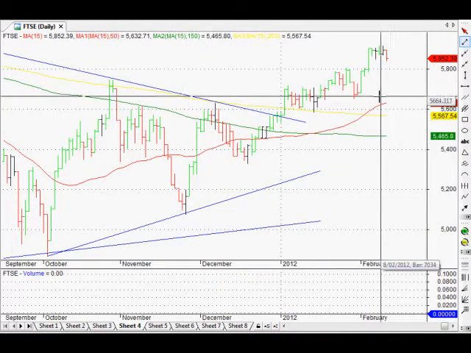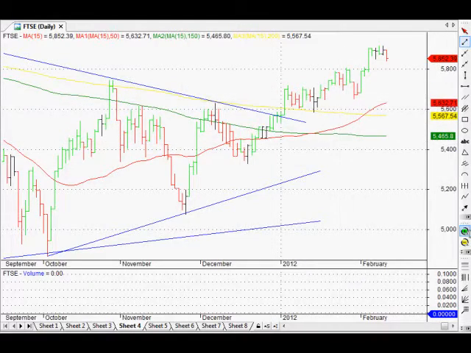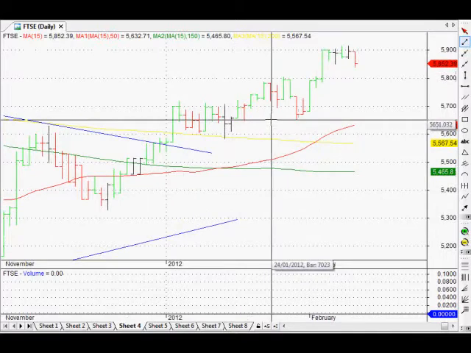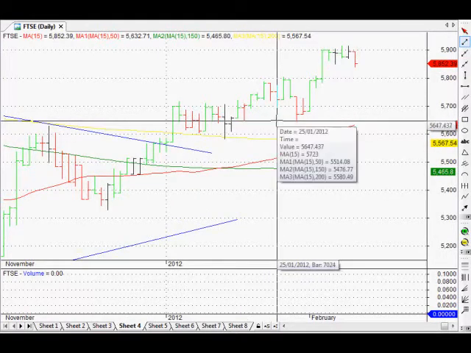But look, a close below, I would say, the 50-day moving average on the FTSE, that'd be below this trough here, and I'll just enlarge that a little bit. That would be about 5,600 at this stage, about 5,650.